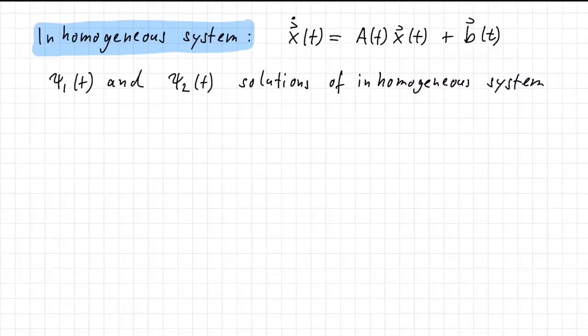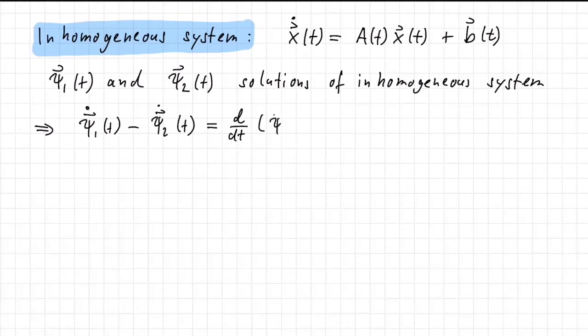Now, what we need to do is make an observation. For this observation, let's assume that we already found two solutions, psi 1 of t and psi 2 of t, of the inhomogeneous system. I forgot the vector arrows here. Now, if we have two solutions of the inhomogeneous system, let us look at the difference between these two solutions. In particular, we can look at psi 1 dot of t minus psi 2 dot of t, which is the same as saying d/dt of the difference between those two.